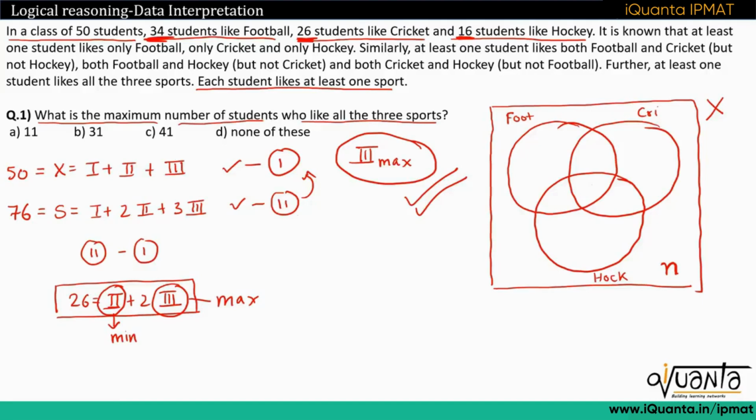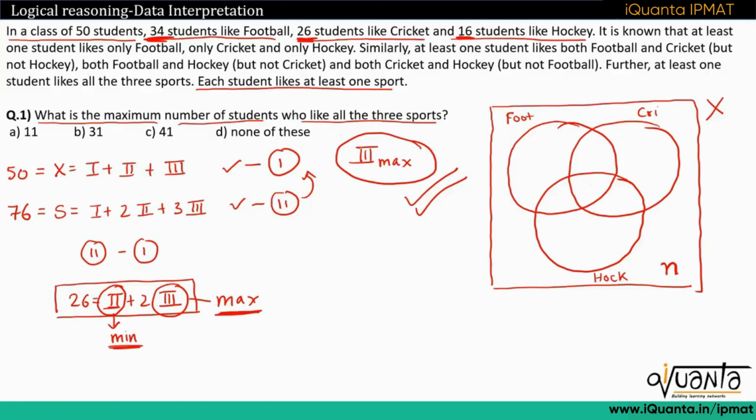Because in a linear equation which involves two variables, if you want to maximize one of the quantities, then the other will definitely decrease. So if we maximize exactly 3, we'll have to minimize exactly 2. So what can be the minimum value of exactly 2 over here? This exactly 2 means all the students who like exactly 2 sports.